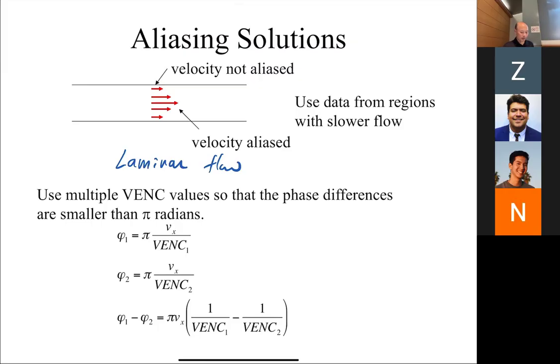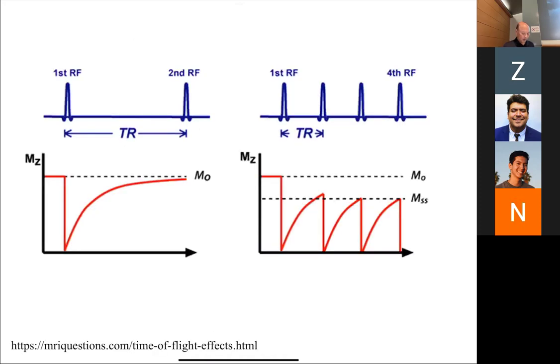So the other thing you can do is you can do multiple VENC values, right? So then you keep the phase difference less than pi radians. So you can let the overall phase be more than pi, but as long as you do two VENC values, there's a way to subtract those and get the measurement that you want. Okay. And then the other way we measure flow is something called the inflow effect.